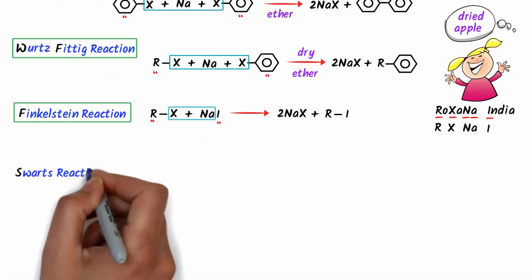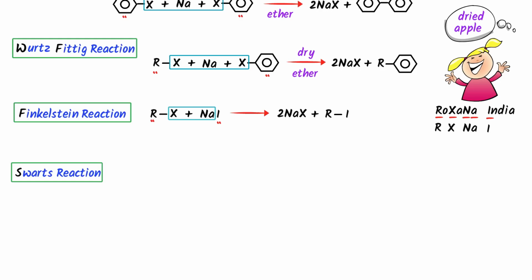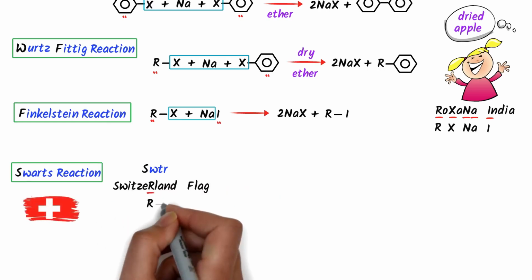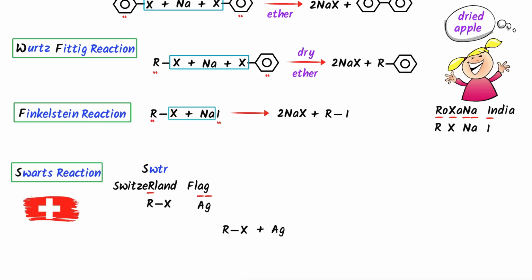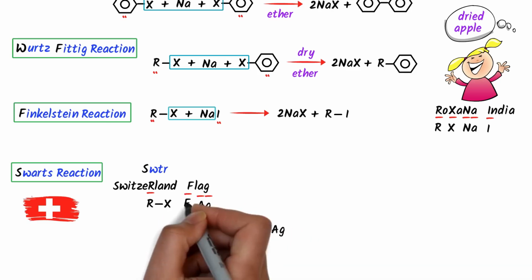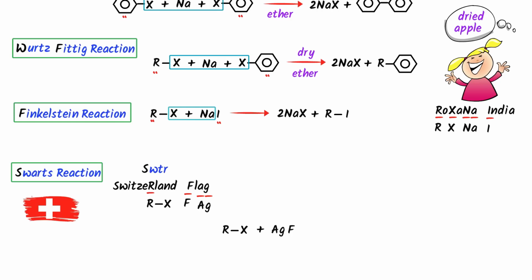Fifthly, consider Swarts reaction. Remember that in the Swarts reaction, I select SAR. Now this SAR reminds me of the Switzerland flag. This R and Switzerland remind me RX. Now the AG and the flag reminds me AG or silver. F and the flag reminds me F, fluorine.